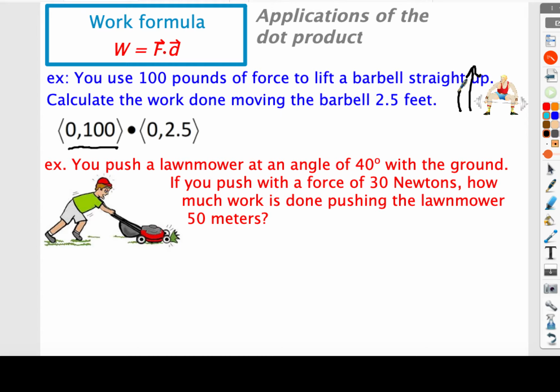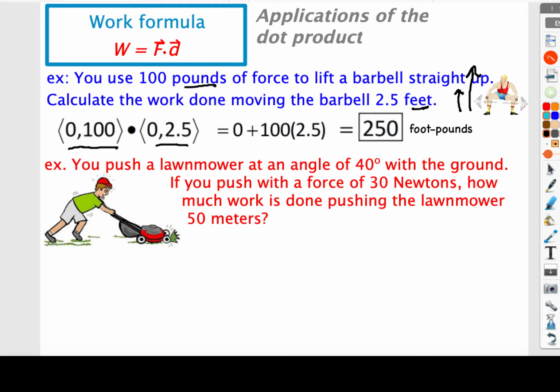Again, we're going straight upwards with our direction, so 0, 2.5 makes sense. And if we take their dot product, 0 times 0 is 0, 100 times 2.5 would be 250. Essentially we're moving feet and we're moving pounds, so we call this 250 foot-pounds of work.